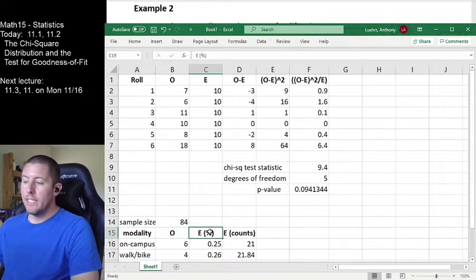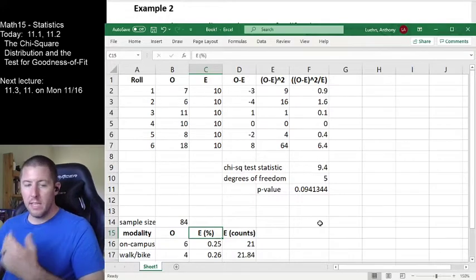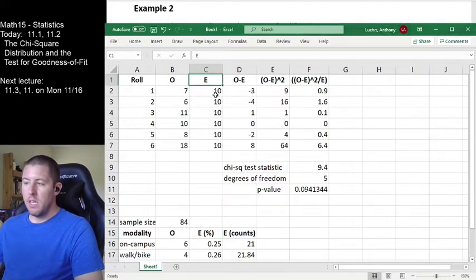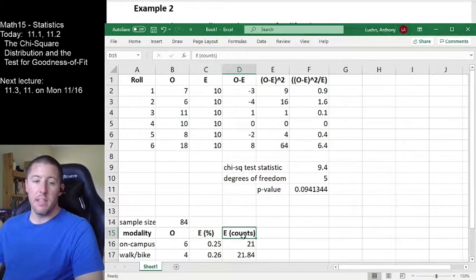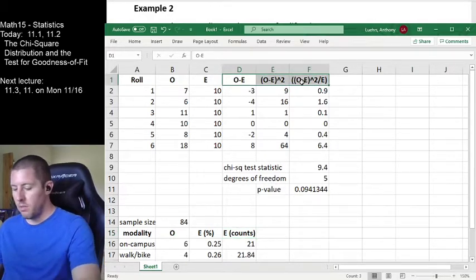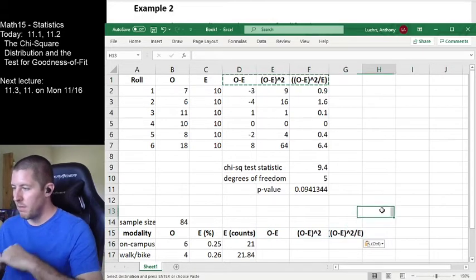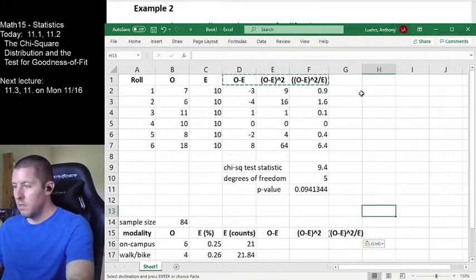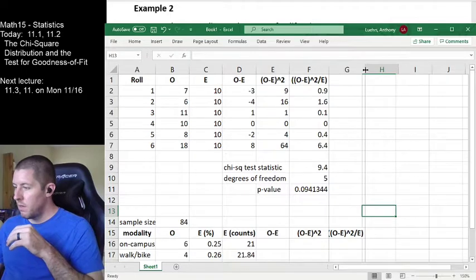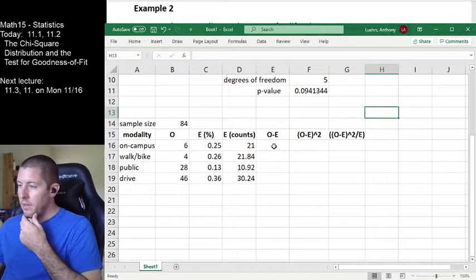Notice that we have one additional column here because we are given the percentages of expected. We need to use that to get our counts of expected. This E and this E counts are the same column. It's the counts that we expected to see in our sample if our sample truly did follow the null hypothesis. So we now need to compute these three columns right here. Might as well just copy and paste those column headers over. And here we are. Let's go ahead and do this.